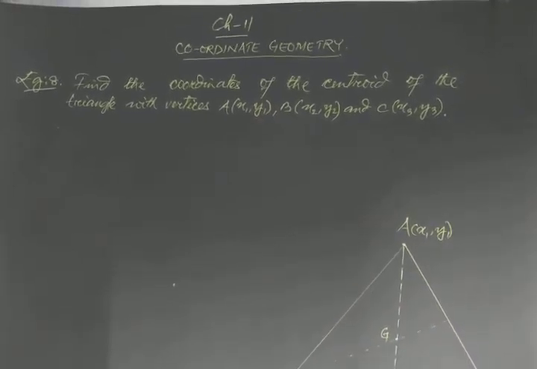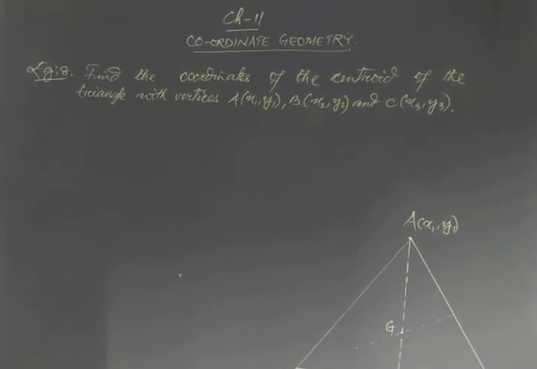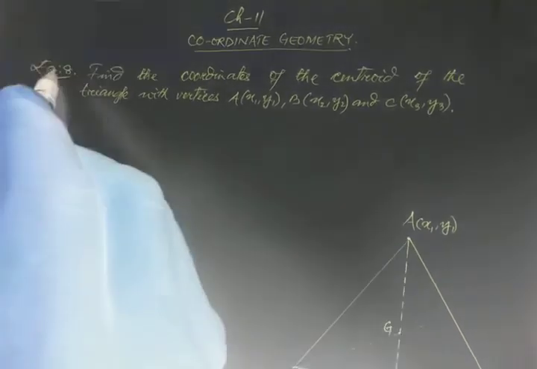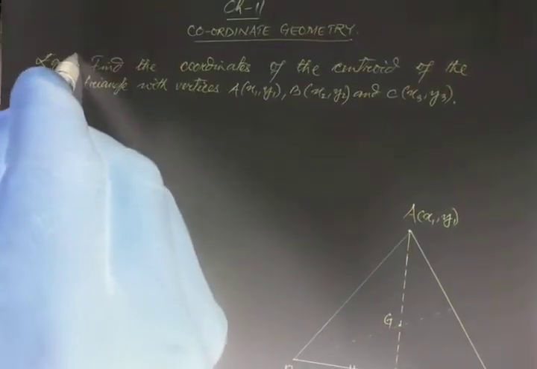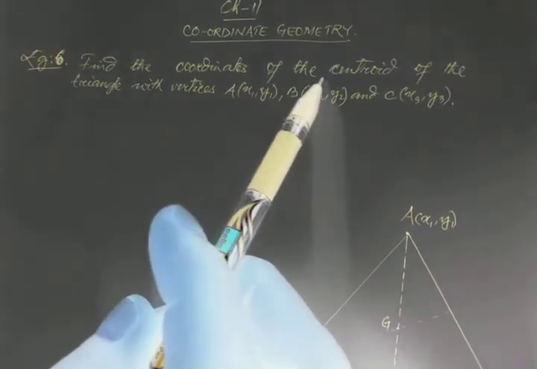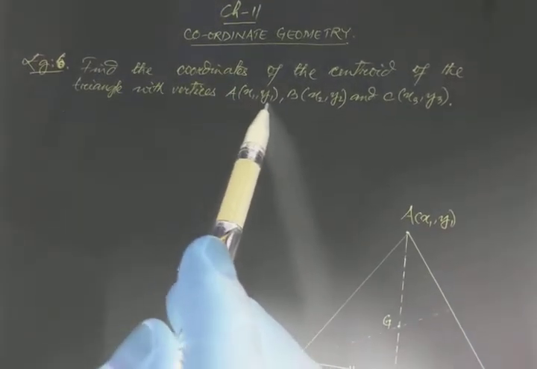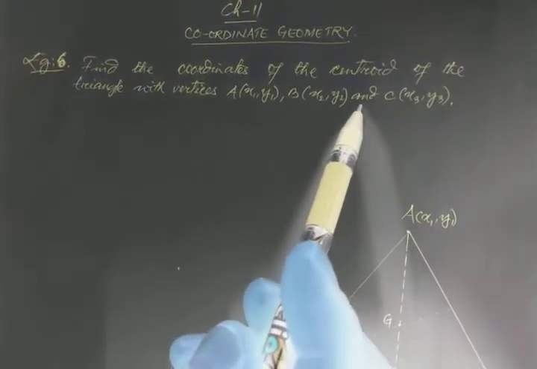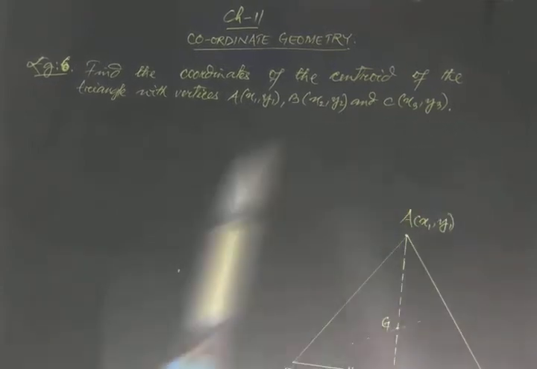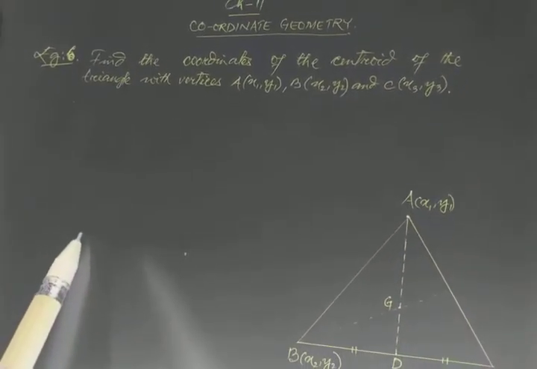Chapter 11, Coordinate Geometry. This is a derivation of the centroid formula for a triangle. It's in Example 6. Example 6 says: find the coordinates of the centroid of a triangle with vertices A (x1, y1), B (x2, y2), and C (x3, y3). So here we have to find the coordinates of the centroid of a triangle.